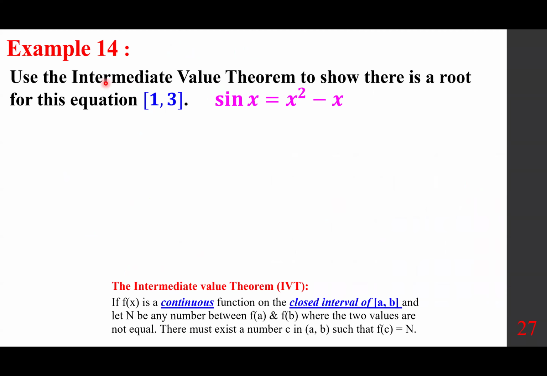Use the intermediate value theorem to show that there is a root for this equation between 1 and 3: sine x equals x squared minus x. So reminding you, the intermediate value theorem says if f of x is a continuous function on the closed interval of a to b, and let n be any number between f of a and f of b, where the two values are not equal, there must exist a number c in the open interval of a to b such that f of c equals n.